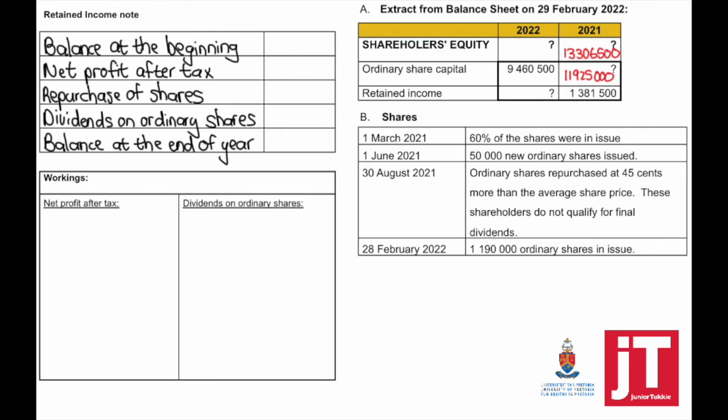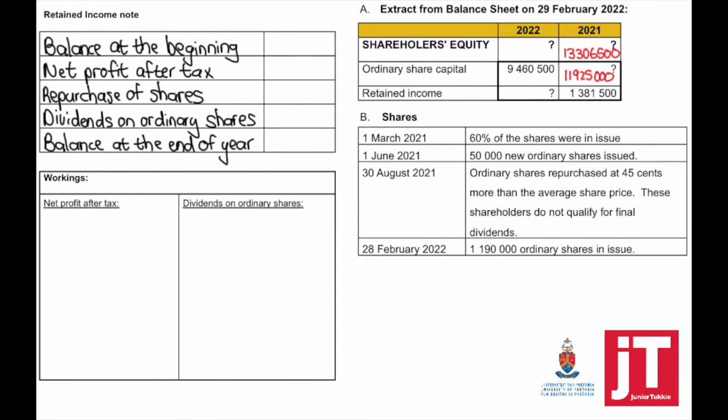When completing the retained income note, make sure that you know your note exactly how it works. It's always the balance in the beginning plus the net profit after tax minus repurchase of shares minus dividends on ordinary shares, which consist of interim plus final dividends recommended. In this case, they haven't given you interim and final, which we'll have a look at a little bit later on. And then we've got the balance at the end.